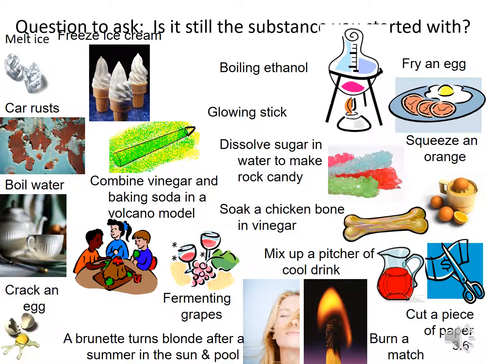Fermenting grapes, the sugars in the grapes turn into alcohol, so that's a chemical change. If I put vinegar and baking soda to make a volcano model, the evolution of gas produced indicates that I'm making a new substance. The glow stick produces light, so that kind of indicates that we're probably looking at a chemical change as well. However, toward the upper right here, boiling ethanol.